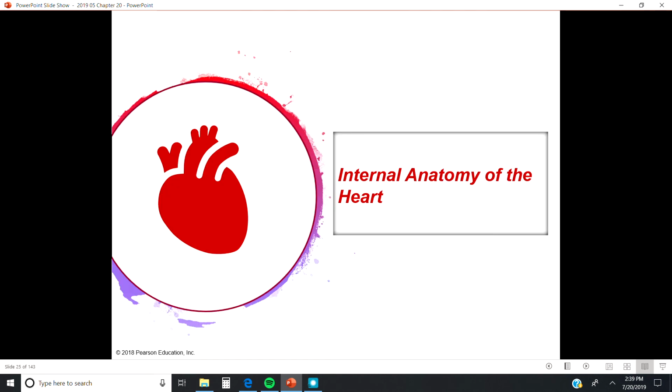Okay. So that concludes our lesson on the external features of the heart, the heart wall, and the connective tissues. The next lesson will be the internal anatomy of the heart.